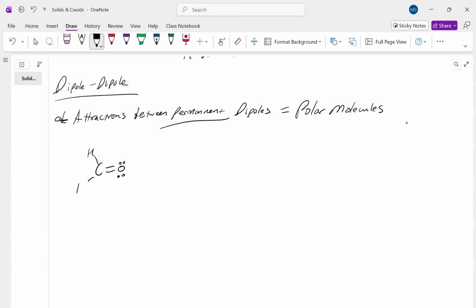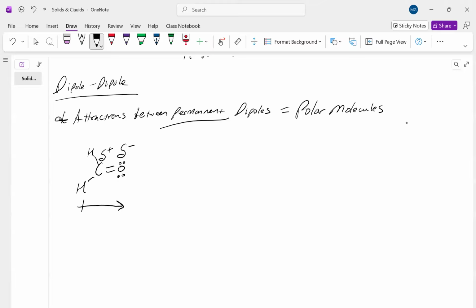So here's the Lewis structure. And that carbon-oxygen bond is a polar bond. There's a difference in electronegativity of the oxygen and the carbon. And so there's this dipole that goes in the direction of the oxygen.